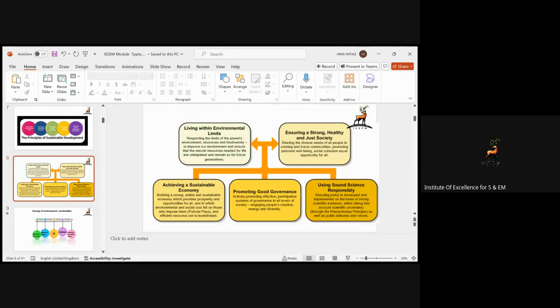Okay, so living within environmental limits means we have to respect the limits of the planet. We have to respect the limits of the environment and the resources and the biodiversity, to improve our environment and ensure the natural resources needed for life, and we have to leave something for the future generations. So what is meant by the term biodiversity? Can anybody please tell me what biodiversity is?